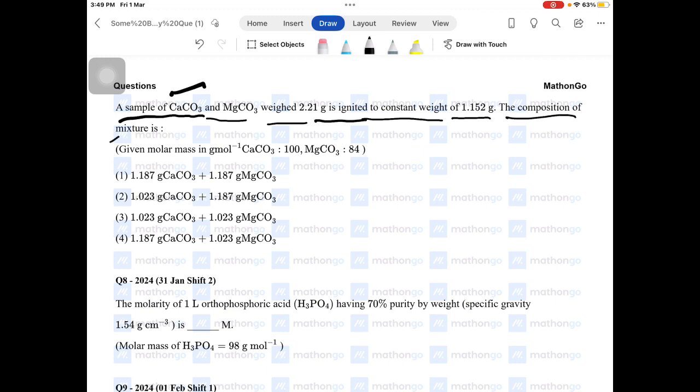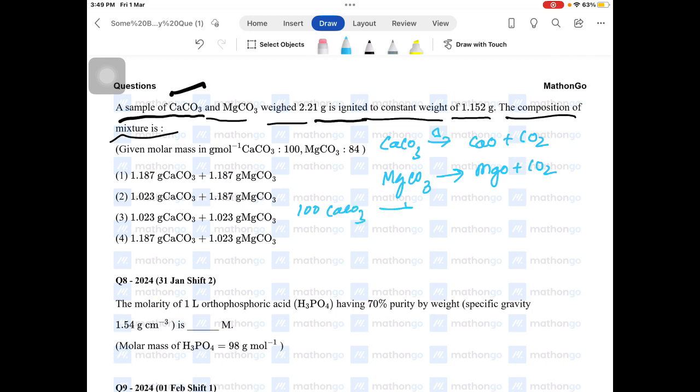The composition of the mixture is? So for this sample, when calcium carbonate undergoes thermal decomposition it gives calcium oxide and carbon dioxide. Magnesium carbonate also decomposes to give magnesium oxide and carbon dioxide. Now molar mass of calcium carbonate is 100. 100 grams of calcium carbonate will give 56 grams of calcium oxide. X grams of calcium carbonate will give how much? That is 56x by 100, which is equal to the mass of calcium oxide produced.